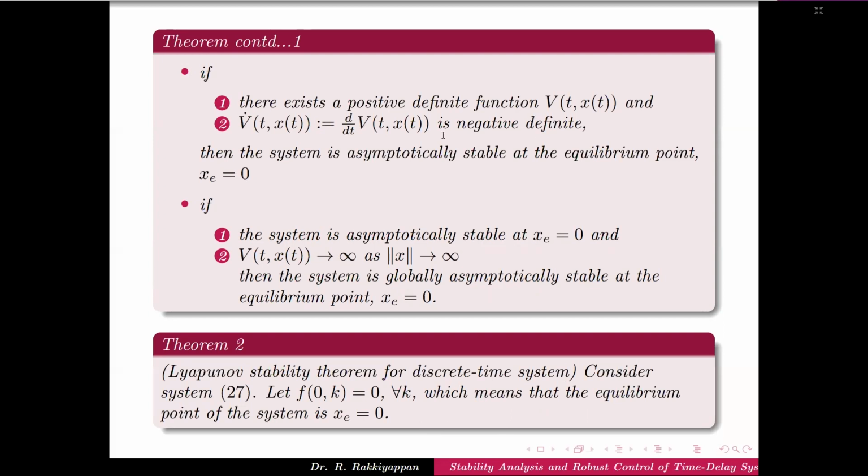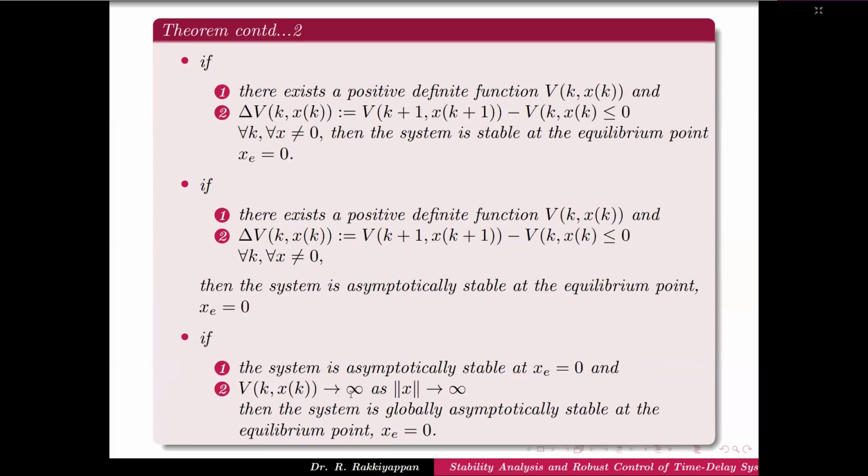If it is asymptotically stable, then the derivative of the Lyapunov functional is negative definite, so it should be less than 0. Then the system is asymptotically stable at the equilibrium point x equal to 0. And if v of t comma x of t tends to infinity as norm x tends to infinity, the system is globally asymptotically stable at the equilibrium point x equal to 0. We have one more theorem for discrete time systems. The same notion has been applied to discrete time systems.